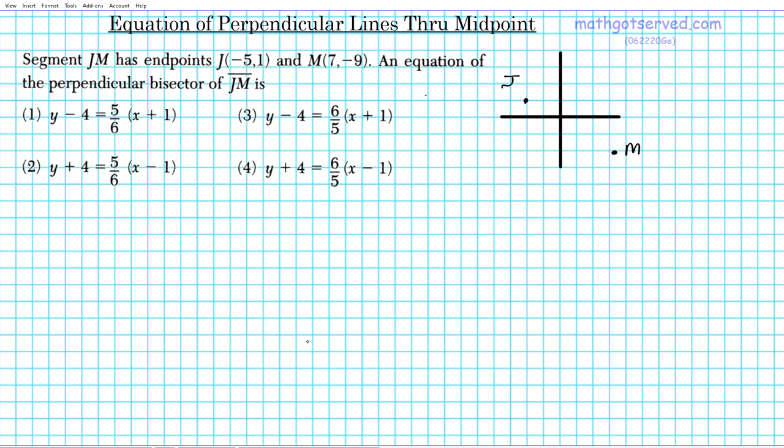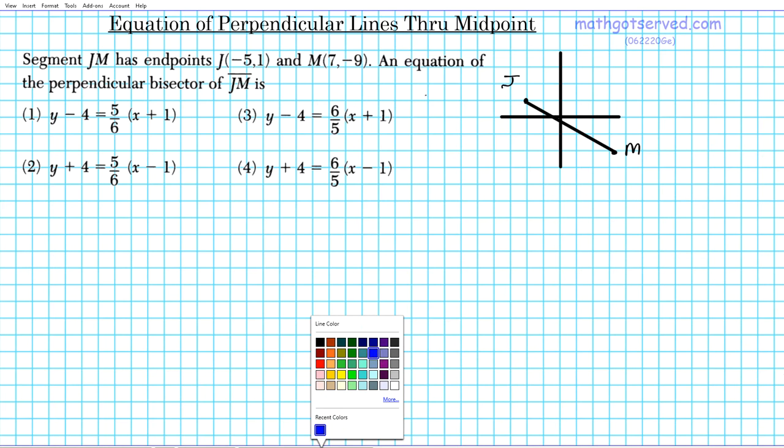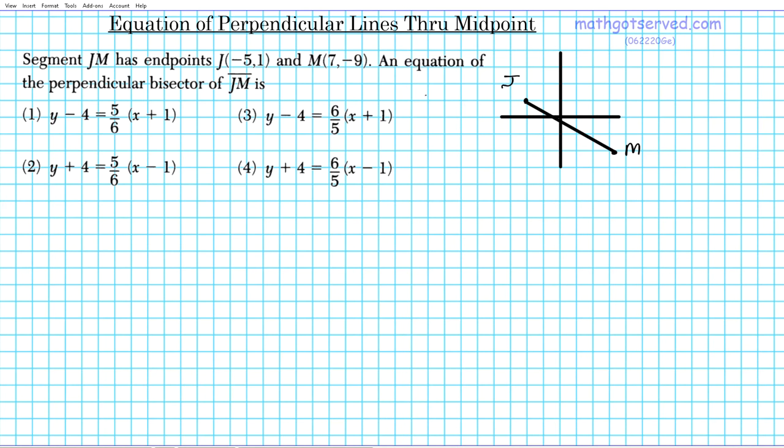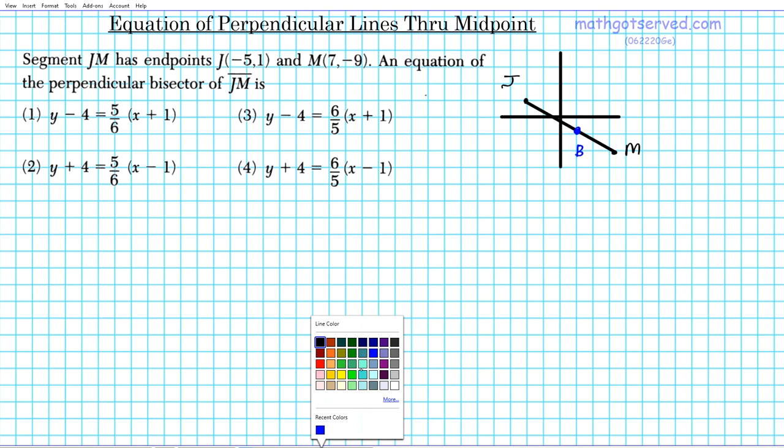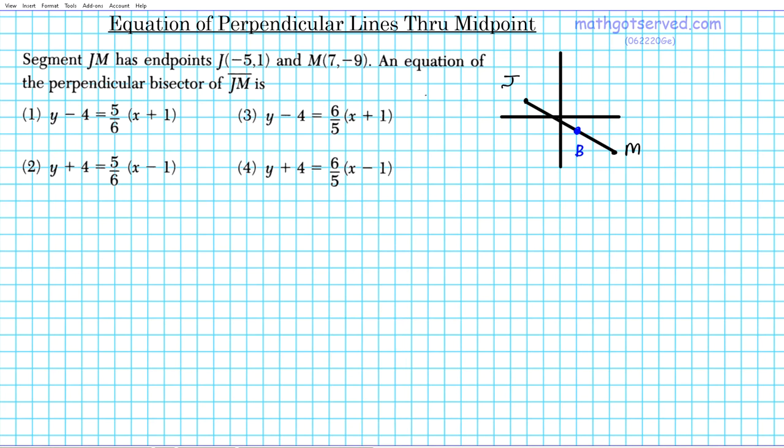All right, so we have JM. We have these two endpoints, and let's say we have a segment connecting them. What we want to find is a line that bisects these two, and it's perpendicular. It's basically a perpendicular bisector. Let's call the midpoint B, somewhere here. So what we want to do is find a line, and let's go ahead and sketch that line that is a perpendicular bisector of this segment right here.